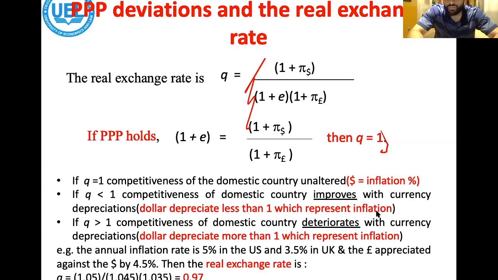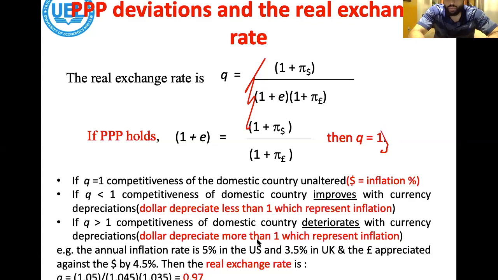inflation. So that's representing the dollar depreciating. If Q is less than 1, which means the dollar depreciates less than 1, which represents inflation in the US. That's the meaning of this. If Q is more than 1, competitiveness of the domestic currency is destroyed, hyperinflation, with the currency depreciation. Dollar depreciates more than 1, which represents inflation.